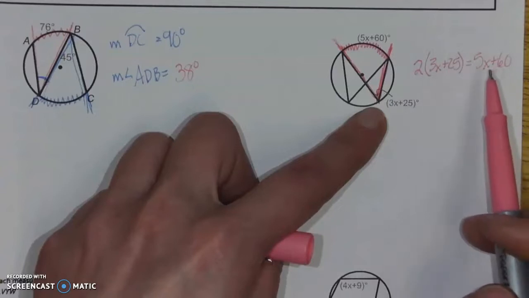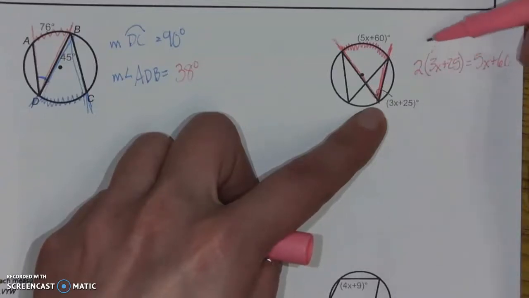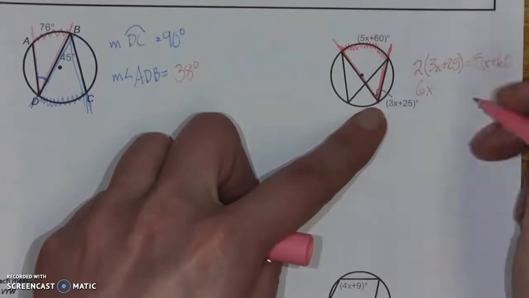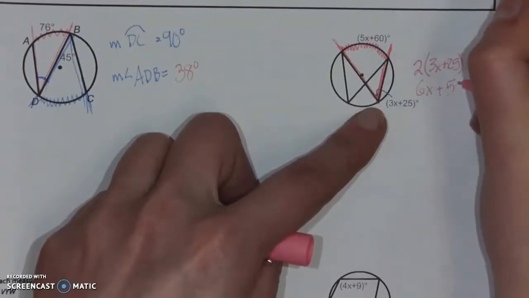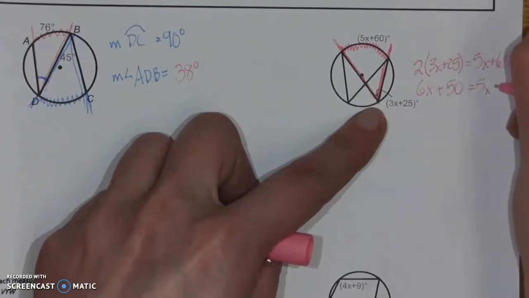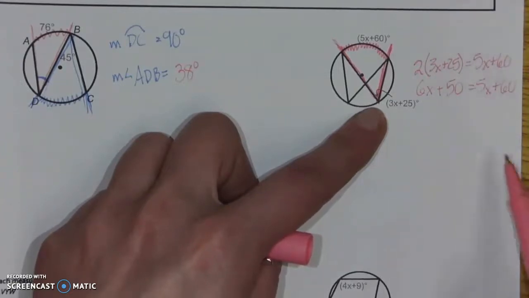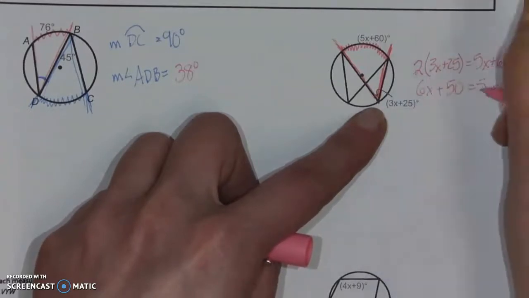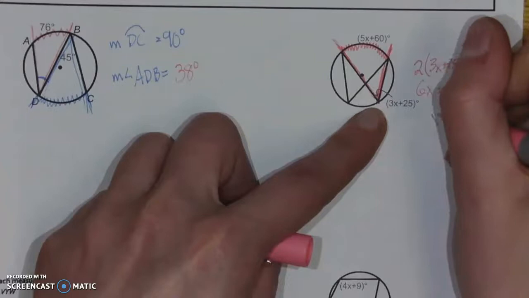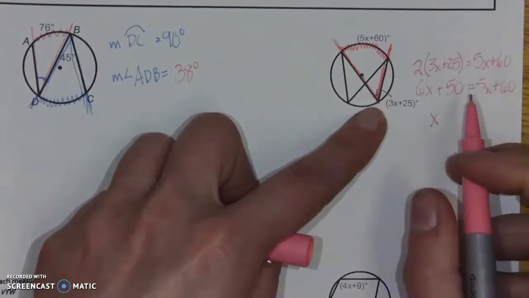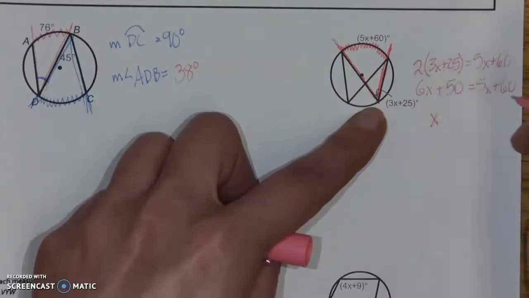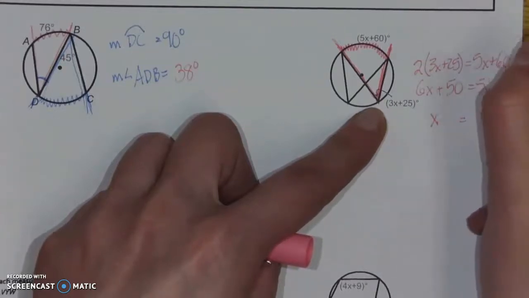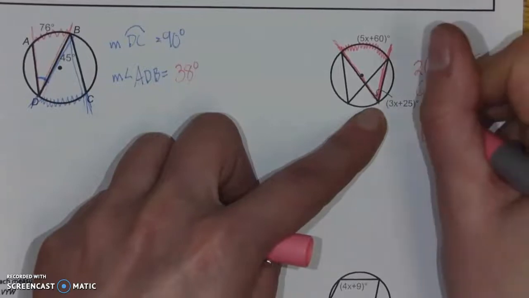This is then a problem I can solve using distribution. So I'm going to start by distributing that 2 to get 6x plus, well, 2 times 25 is 50. And that equals 5x plus 60. And here to get x by itself, I can subtract 5x from both sides. That cancels out that 5x to leave me with just x on the left. And I can then subtract 50 from both sides to move that away from the x. And 60 minus 50 is 10. So I find here that x equals 10.